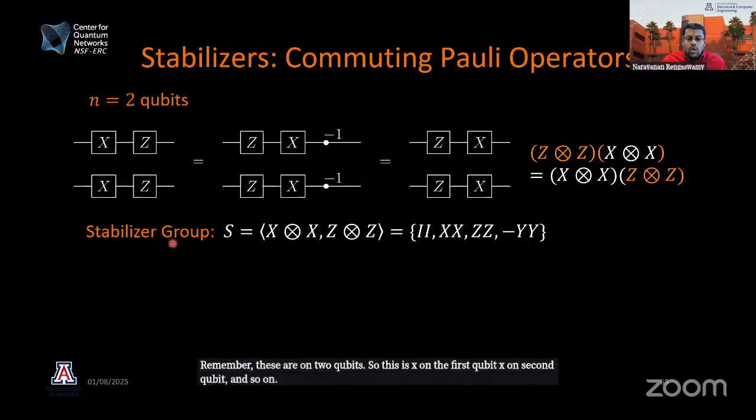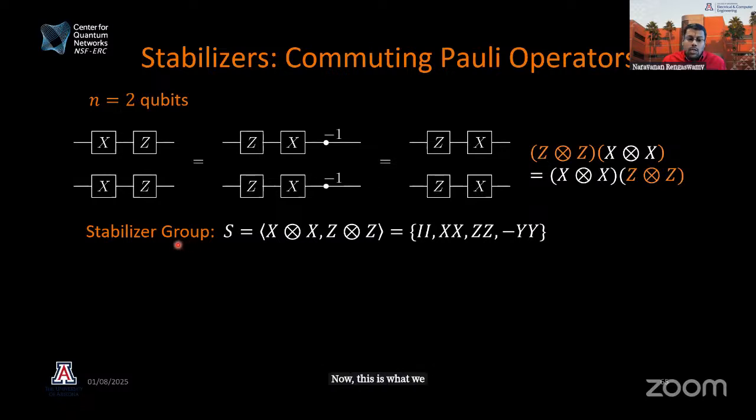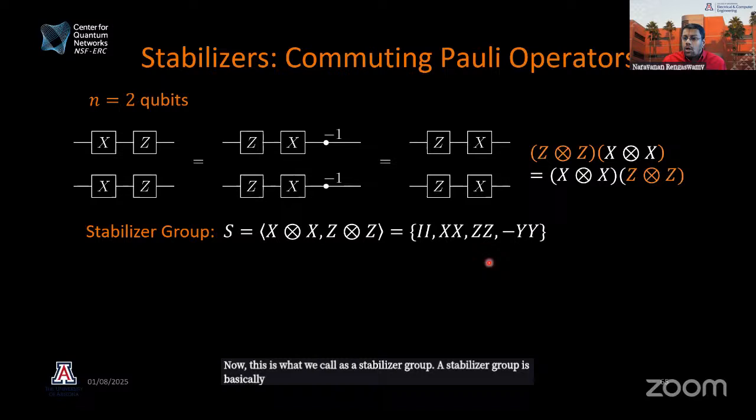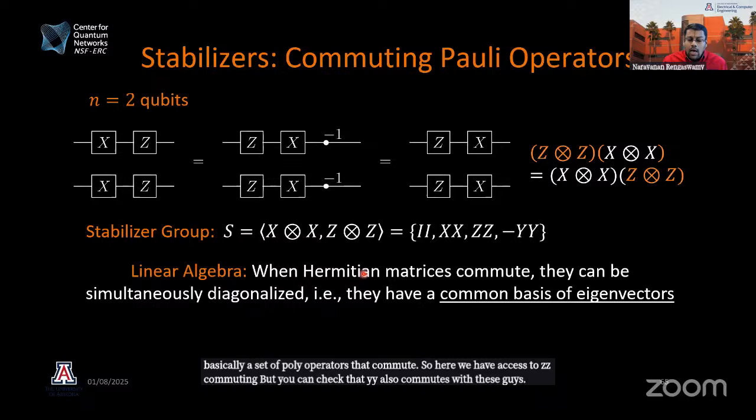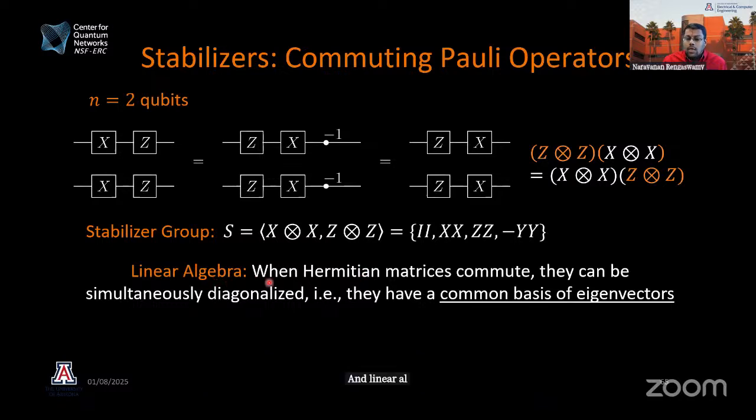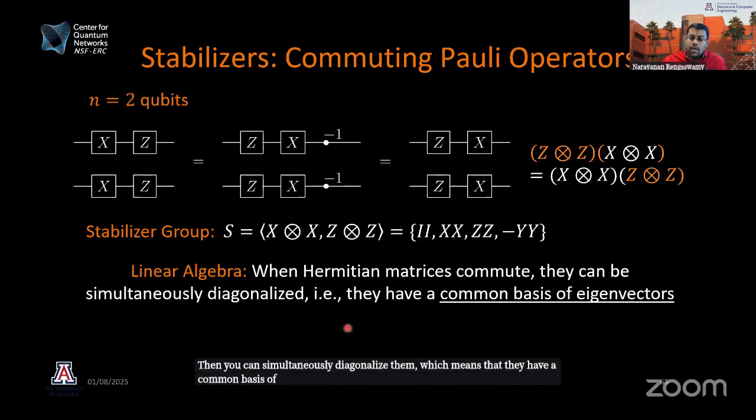Now, this is what we call a stabilizer group. The stabilizer group is basically a set of Pauli operators that commute. So here we have XX and ZZ commuting, but you can check that YY also commutes with these guys. And linear algebra tells us that if you have a bunch of matrices that commute, then you can simultaneously diagonalize them, which means that they have a common basis of eigenvectors in which they can be represented.